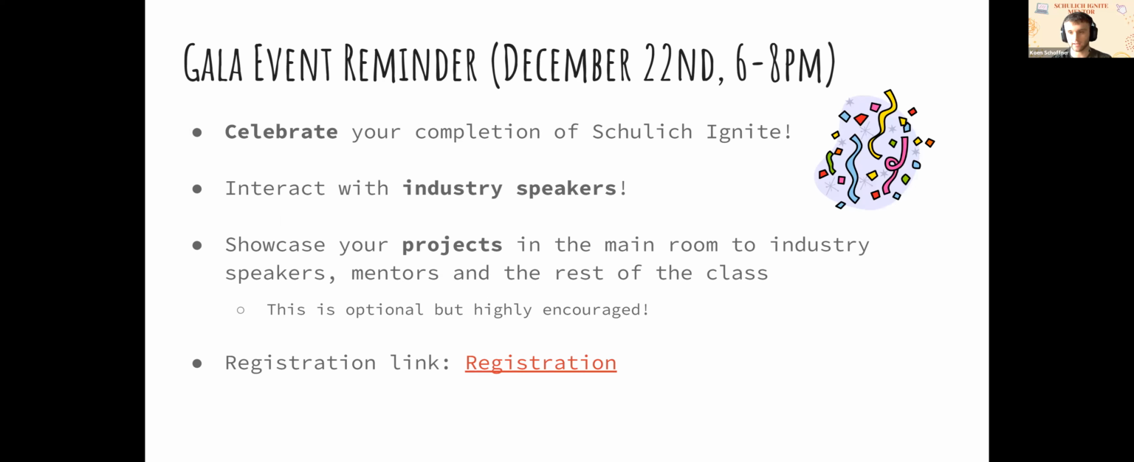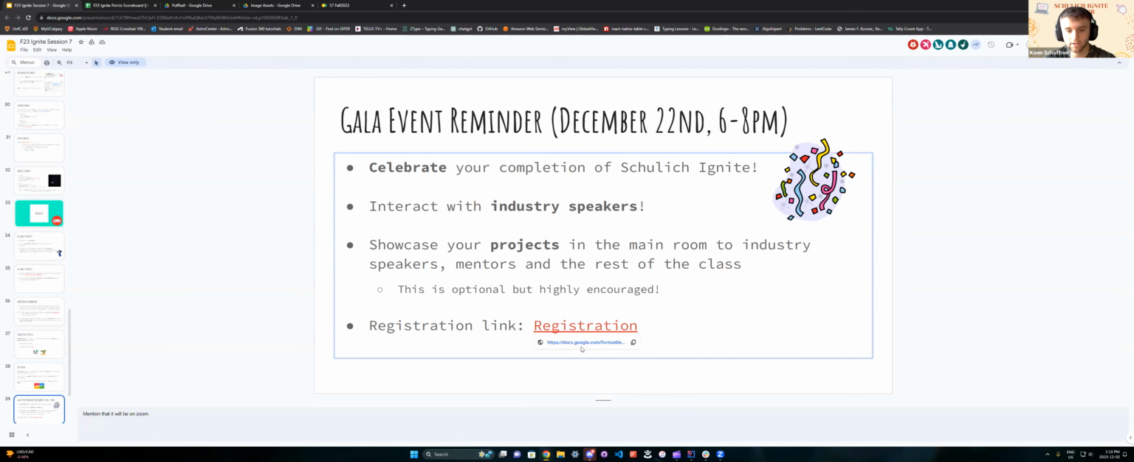Just to remember again for the gala event, it's December 22nd, 6 to 8 p.m. It's a great time to celebrate your completion of the sessions. You also get some interaction with industry speakers, people who have been programming for a large chunk of their lives, and it's actually what they do. It's also a great chance to showcase your projects in front of these speakers. It is optional, but we always encourage that you come, and the registration link is here. I believe it's online. I could be wrong. Let me just double check. It should say here.